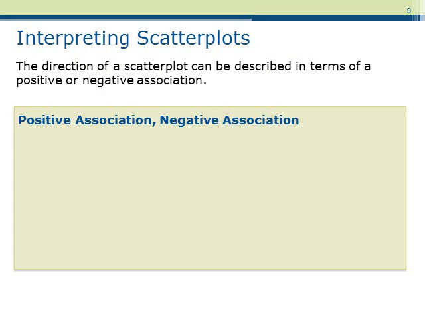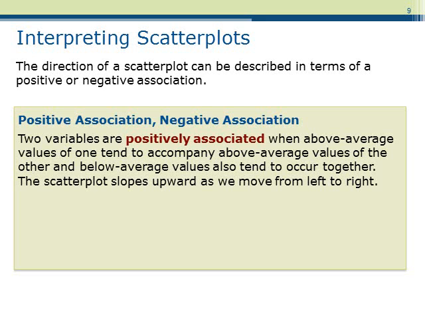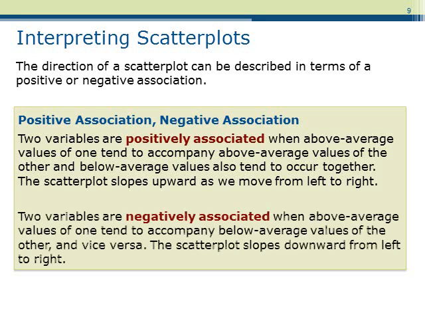In general, the direction of a scatter plot can be described in terms of a positive or a negative association. Two variables are positively associated when above average values of one tend to accompany above average values of the other, and below average values also tend to occur together. On a scatter plot where the data is positively associated, the scatter plot will slope upwards as we move from left to right. Two variables are negatively associated when above average values of one tend to accompany below average values of the other, and vice versa. Scatter plots of data that show a negative association have a negative slope.